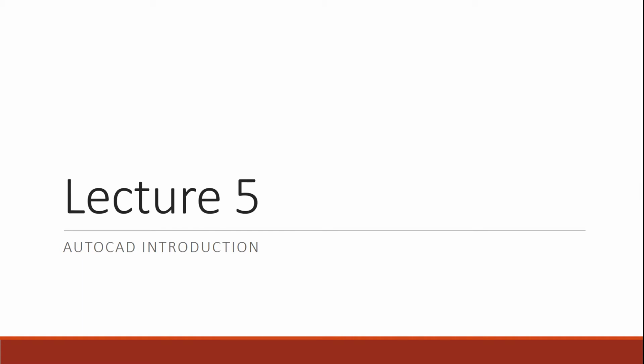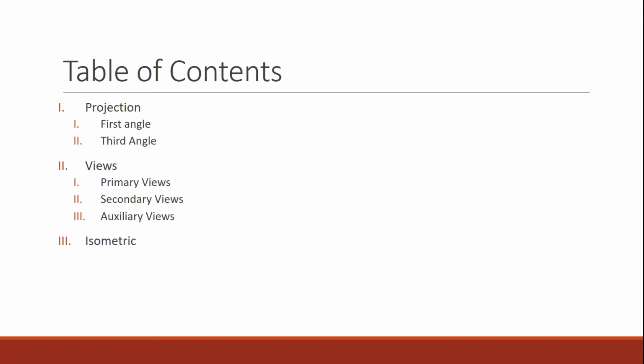Okay, this is going to be lecture 5 of your AutoCAD introduction class. In this one we're going to take a look at some more projections, and I know we briefly discussed this way back in the first lecture, but now we're going to take a closer look at it. And now we're going to also define what the primary views, secondary views, and auxiliary views are. And then lastly, we're going to take a look at isometrics.